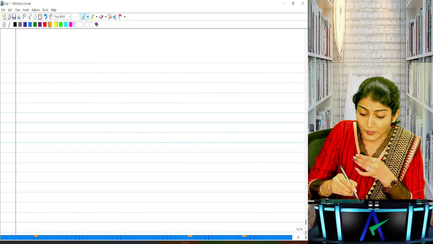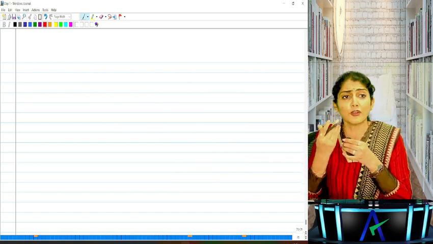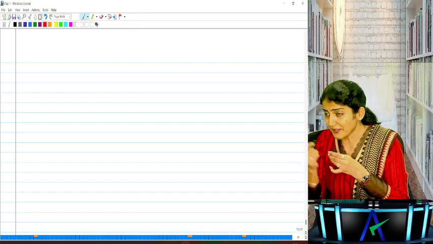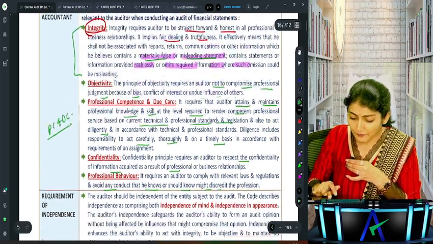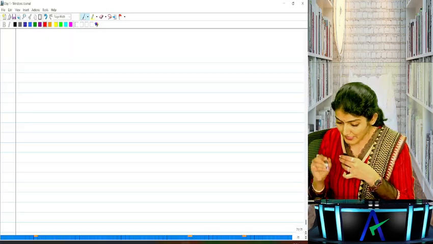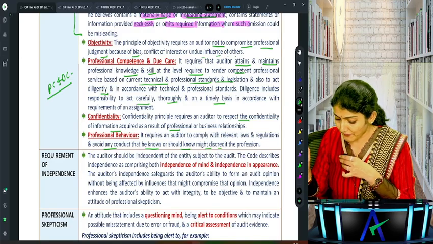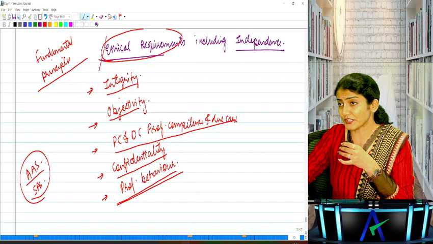During lockdown, a CA opened his office. Again, it says you're bringing discredit to the profession, because you're not following the government guidelines. Okay, so these are the fundamental principles. What are the fundamental principles? Integrity, objectivity, professional competence and due care, confidentiality, and professional behavior.